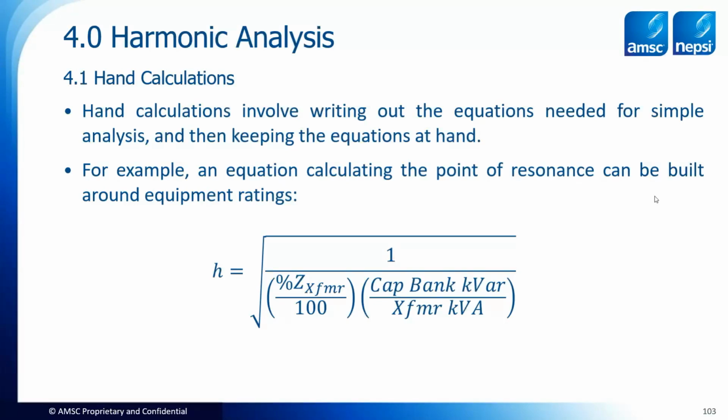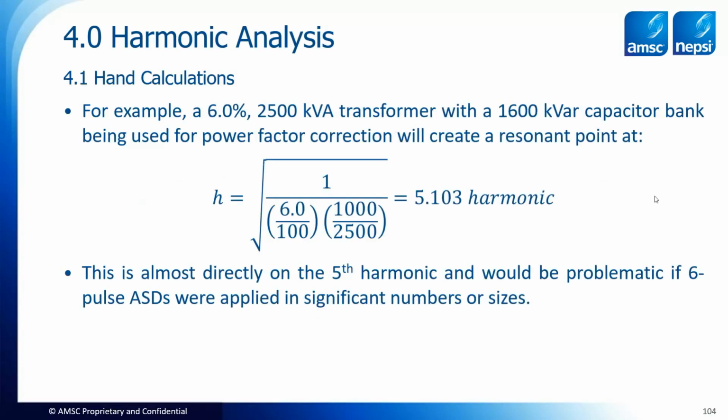For instance, here's how to calculate the resonant point, knowing the upstream transformer and a bank of capacitors in terms of their kVAR size. So here is an example, a 6% 2500 kVA transformer with a 1600 kVAR capacitor bank. And it turns out it's resonant at the 5th harmonic. This is almost directly, 5.1 is almost directly on the 5th and would be problematic if you had 6-pulse ASDs applied in any significant number of sizes.